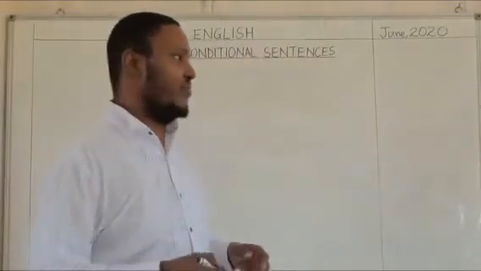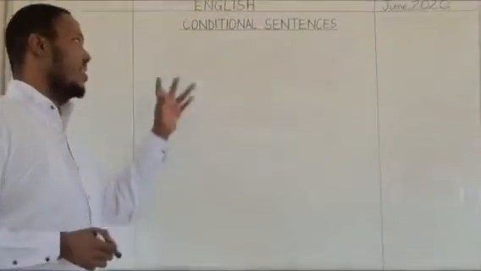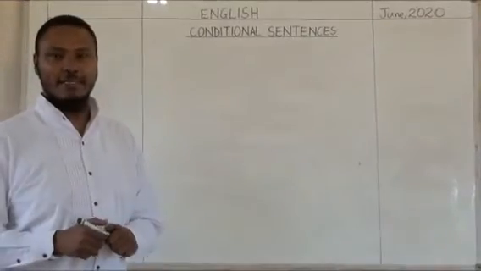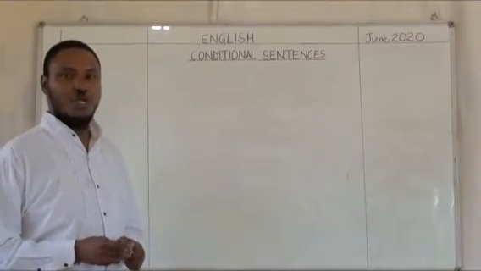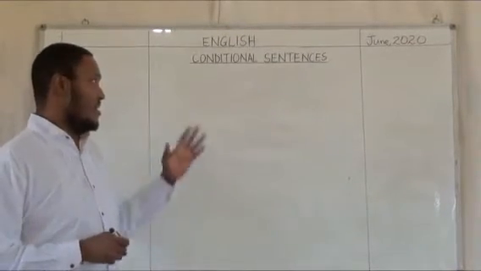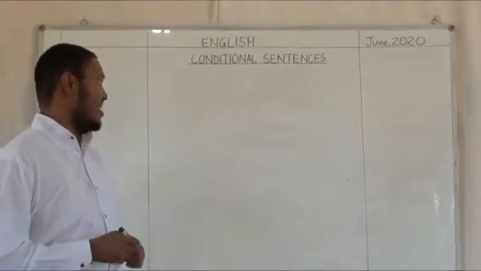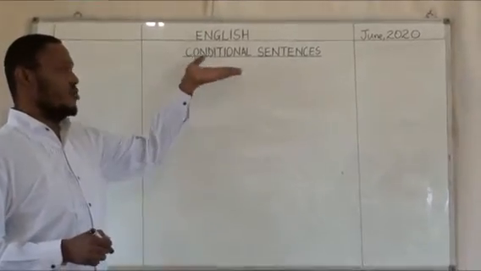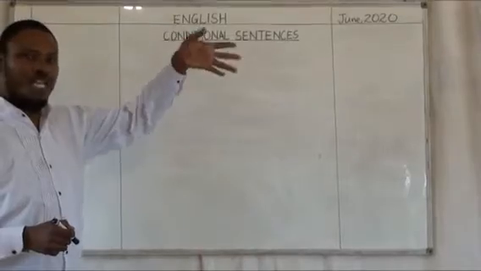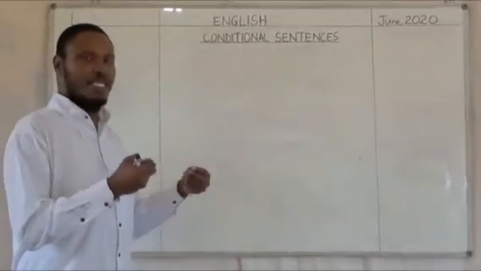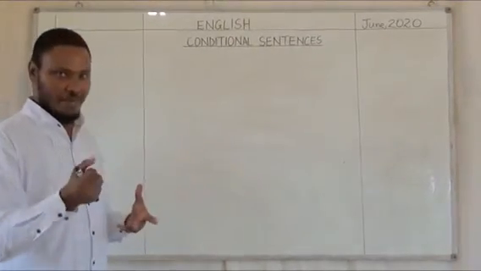Today we have a lesson on conditional sentences. As the topic itself says, we have conditional. Conditional comes from the word condition. A condition is something that has to be done for something else to happen.